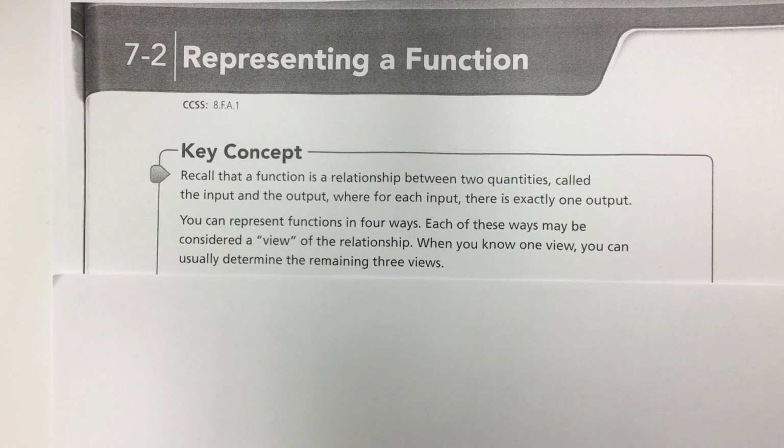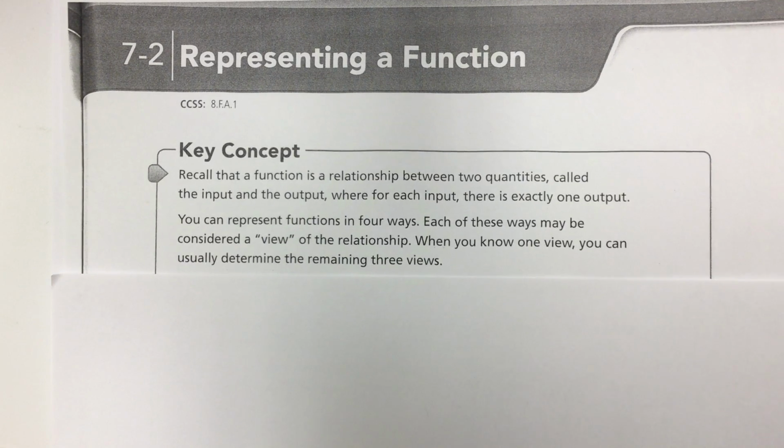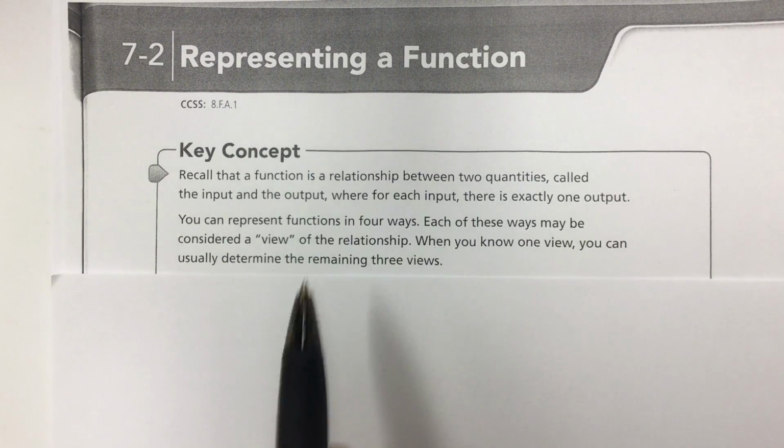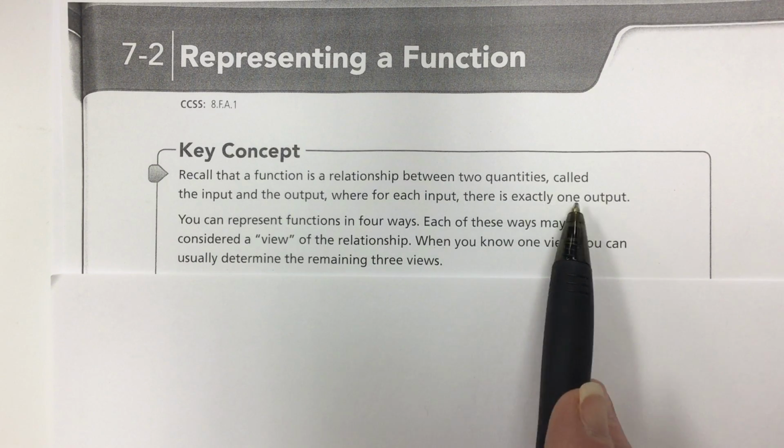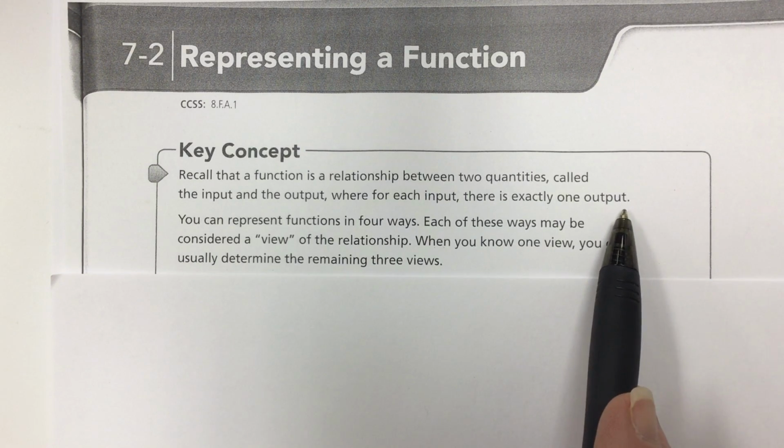Section 7-2, representing a function. Recall that a function is a relationship between two quantities called the input and the output, where for each input there is exactly one output.